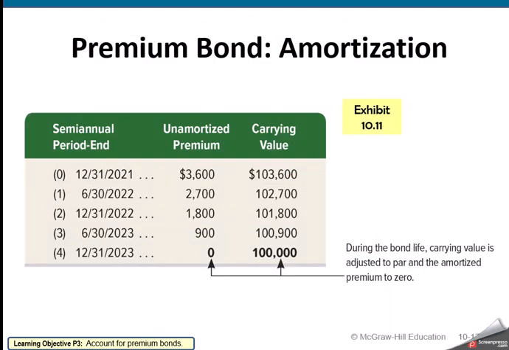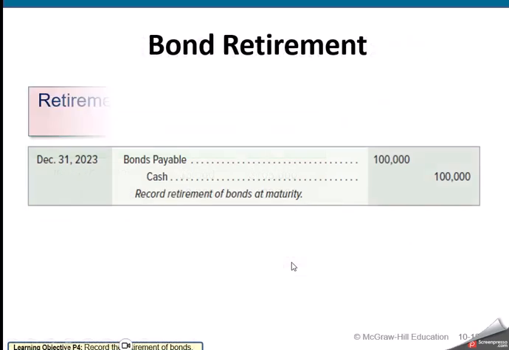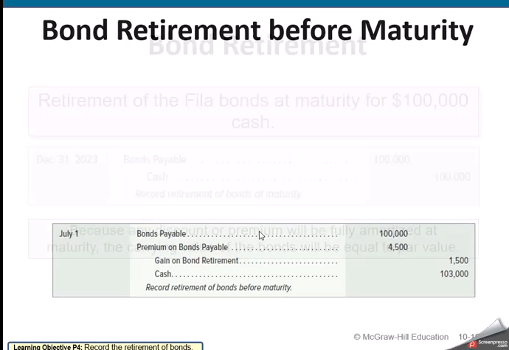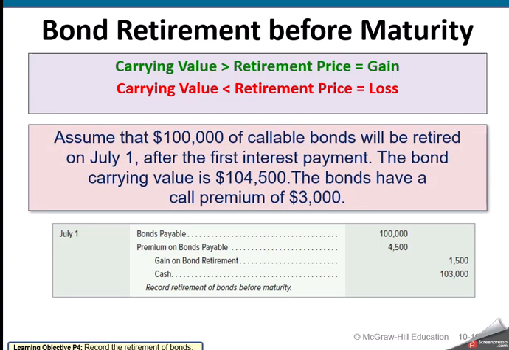And then again, here they show you the amortization of it slowly. Over the life of the bond, we bring it down to 0, which means at maturity, all that's left is the $100,000 that we owe. And then at retirement, when it's mature and we need to pay it off, we're going to credit our cash for the $100,000 and then debit the bonds payable. And again, that premium or discount would be fully amortized, so that would not impact our entry.